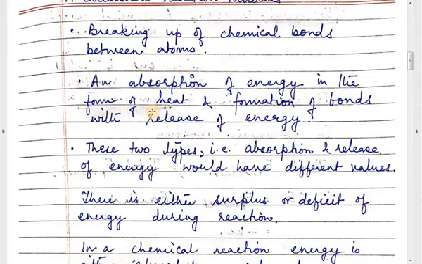Now these chemical bonds will be taught in due course of time in class 9 and class 10. So right now don't worry about what a chemical bond is, you just know the name now. So breaking up of chemical bonds between atoms happens for the reactants. Then there is an absorption of energy in the form of heat, and the formation of new bonds happens for the products with release of energy.